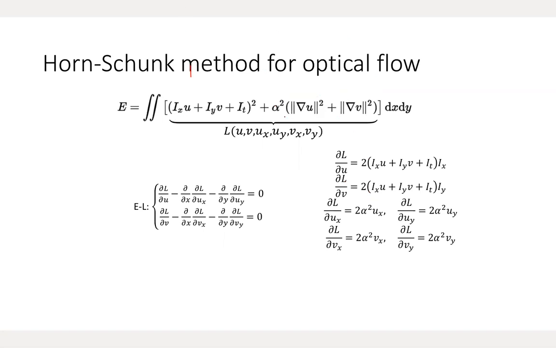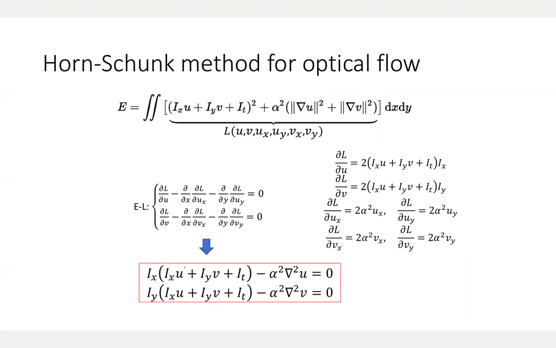Say, if you take the partial derivative with respect to u, this guy doesn't depend on u, it's ux and uy and so on. So only this guy has 2 times this guy multiplied by x and so on. Then you can substitute into the Euler-Lagrange equation, so you end up with equations like this. Then you can compute u and v.